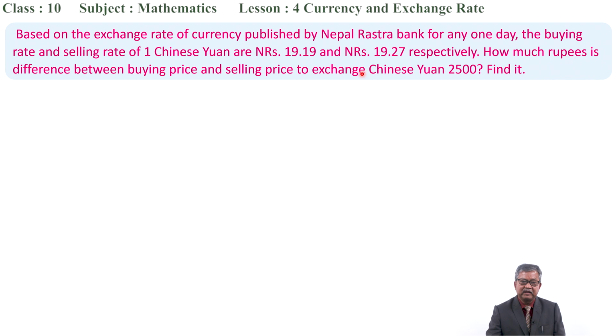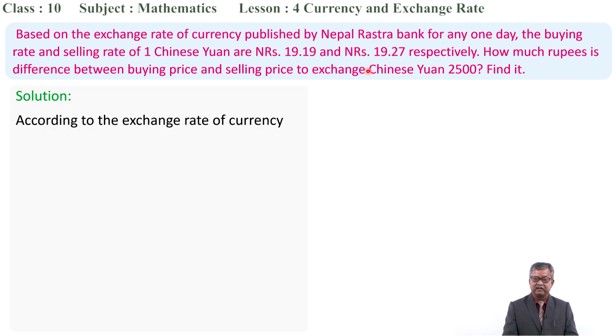Then how much rupees is the difference between buying price and selling price to exchange Chinese yuan 2500? Find it. Before we discussed pound sterling. By the same way, here also we have to find the buying price and selling price of Chinese yuan 2500 by this buying rate and selling rate. Then after we can see which one is more, then you can find out the difference. Yes. So now let's see the solution of these questions.